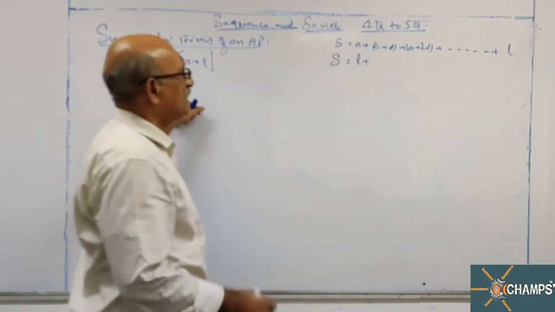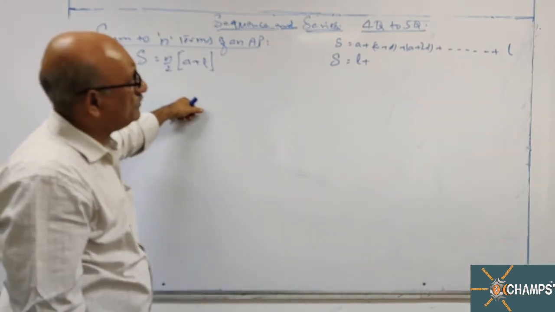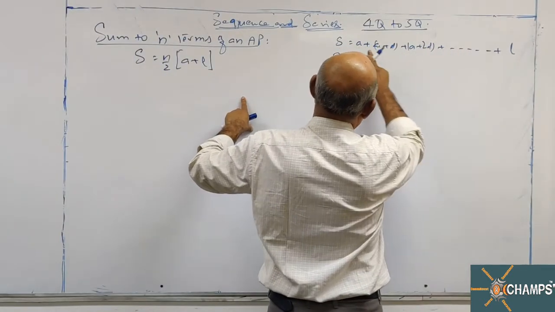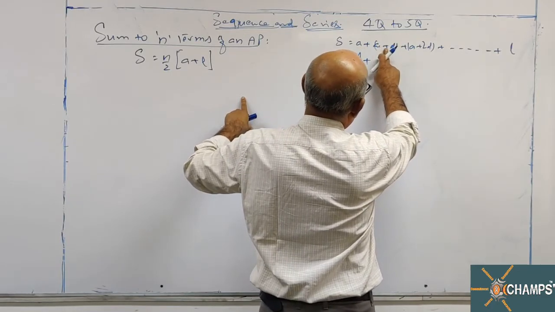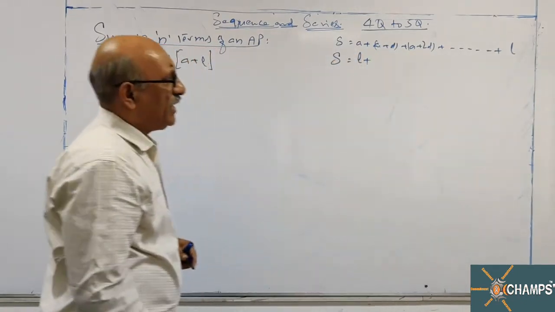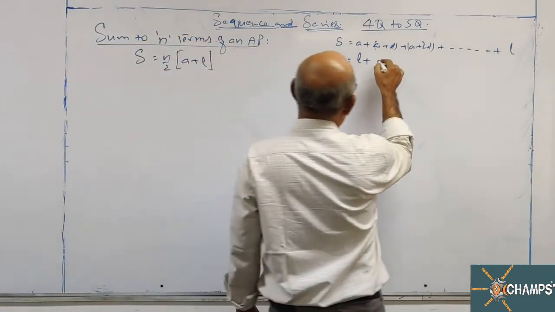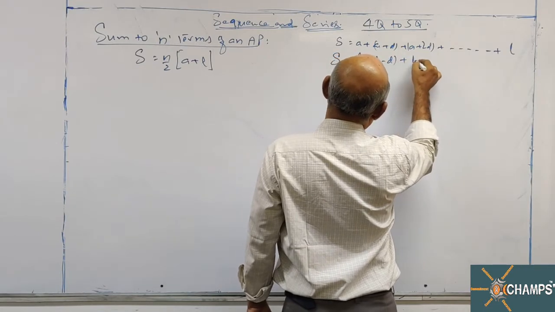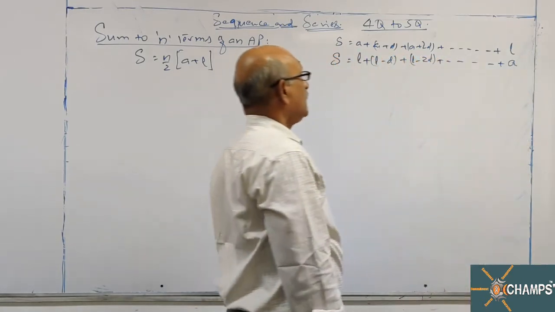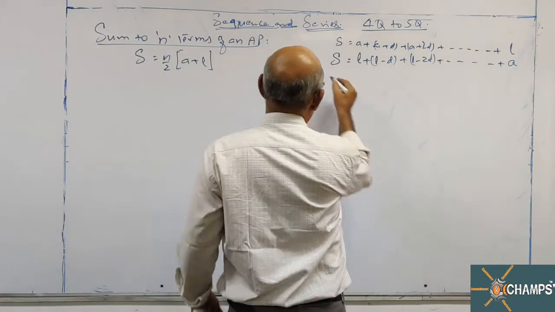Look at this. When you are moving from left to right, the common difference is added to get the succeeding term: a, a plus d, a plus 2d, etc. Similarly, when you are coming from right to left, the same common difference is subtracted: l, l minus d, l minus 2d, etc., plus a. Add these two.